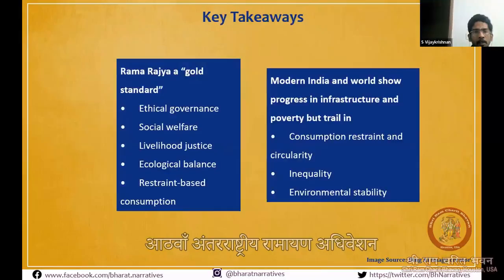So key takeaways: Ramarajya is a gold standard, but that doesn't mean that it is utopian or unattainable. What we must show is that while we progress in terms of infrastructure and reducing poverty or ensuring technological progress, we must show resource restraint, consume resources fairly, reduce inequality, and keep a stable environment and ecological framework to get nearer to the Ramarajya ideal.